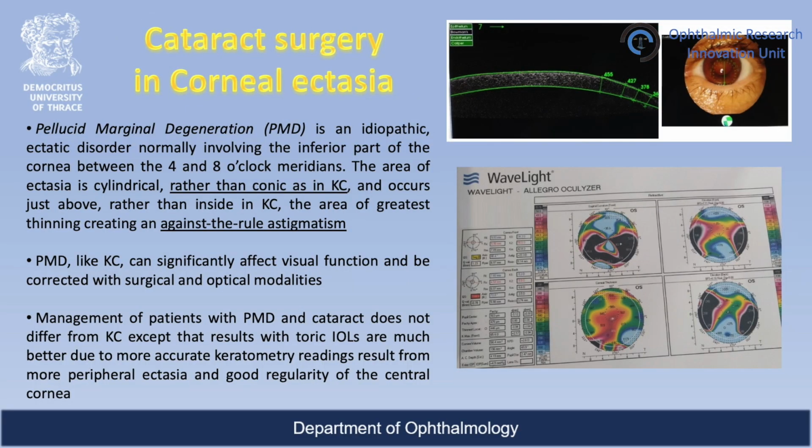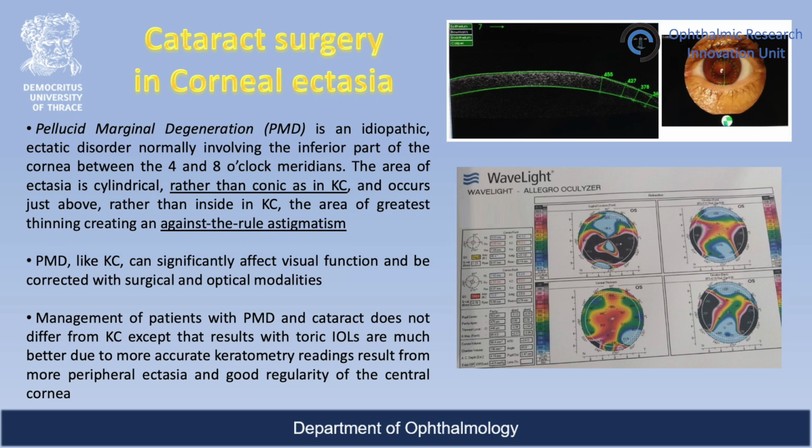Furthermore, pellucid marginal degeneration is an idiopathic, ectatic disorder normally involving the inferior part of the cornea between the 4 and 8 o'clock meridians. The area of ectasia is cylindrical, rather than conic as in keratoconus, and occurs just above, rather than inside, the area of greatest thinning, creating an against-the-rule astigmatism. Pellucid marginal degeneration, similar to keratoconus, can significantly affect visual function and be corrected with surgical and optical modalities.